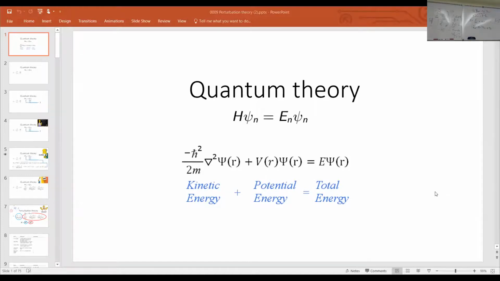Good. That's where I screwed up the R. So we solve this equation, which is very elegant when you think about it. H times that and E times that. It's pretty cool. And the H has the potential and the kinetic energy involved in it.